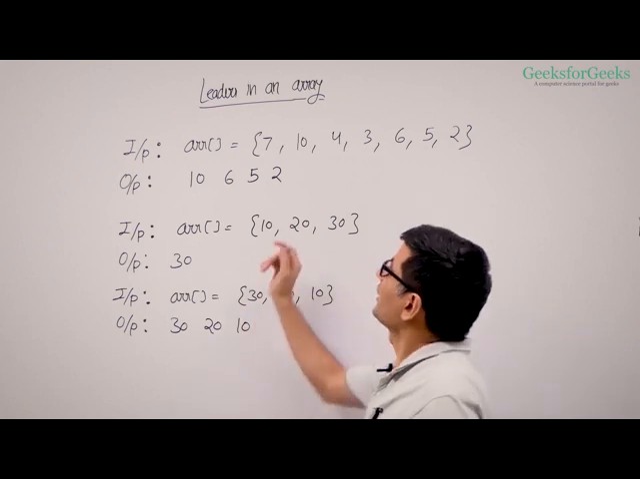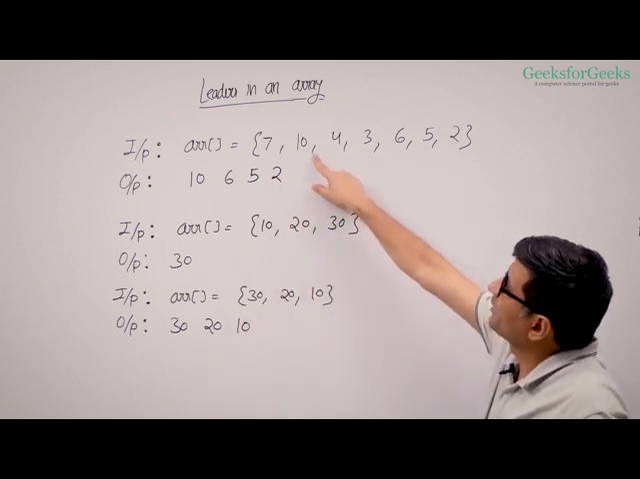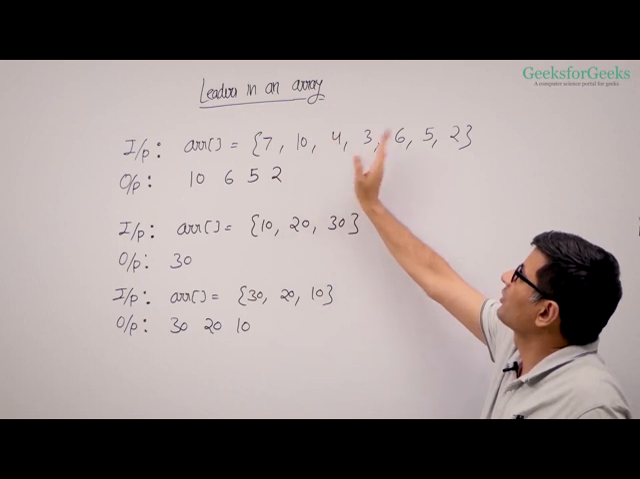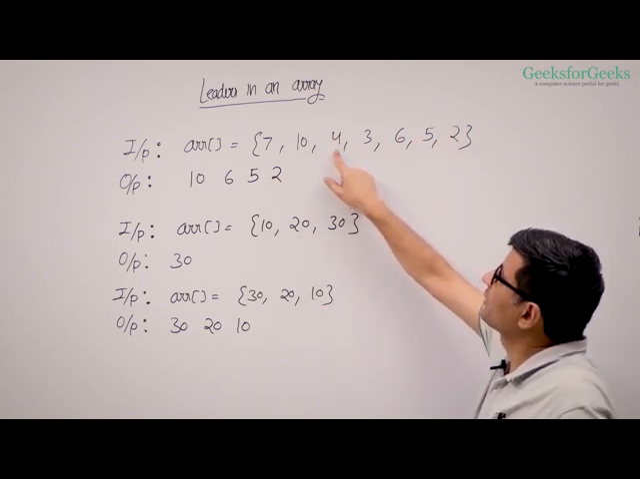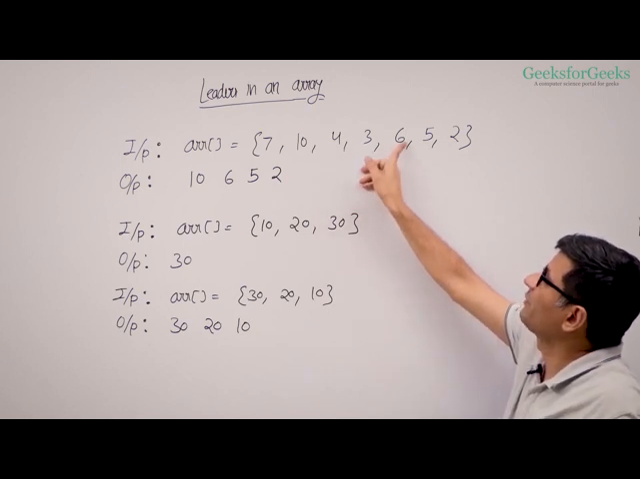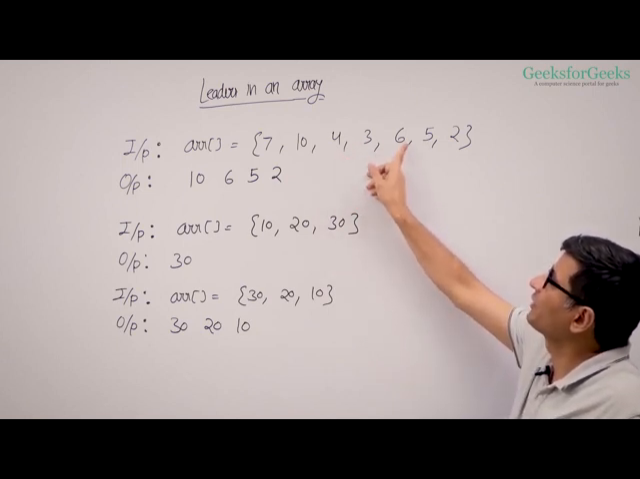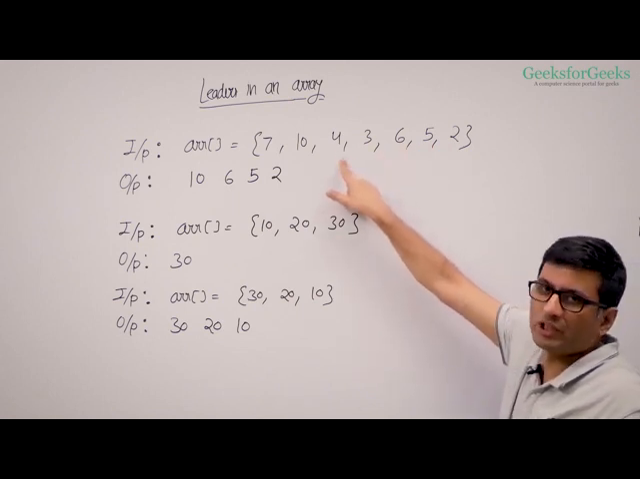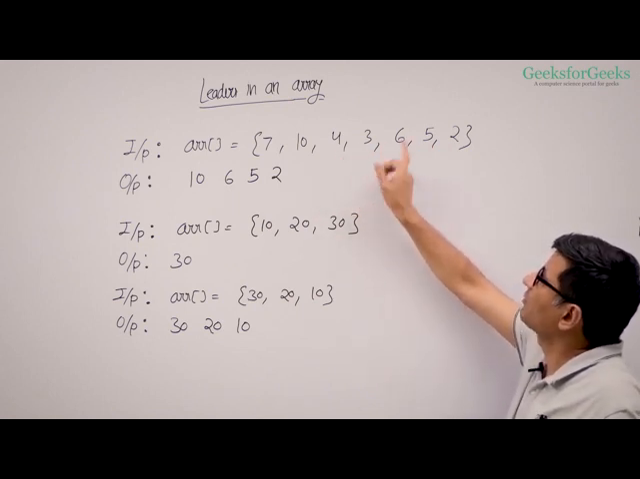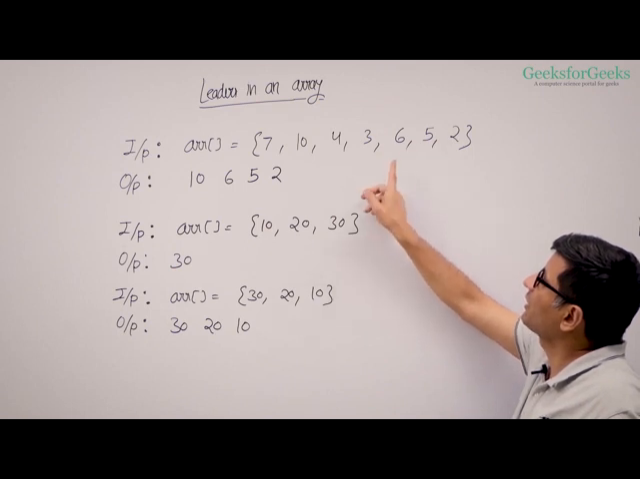For example, in this array, 10 is a leader because all the elements on right of it are smaller than this. 4 is not a leader because 6 is an element which is greater than 4 and on right of it. 5 is also greater. So because of 6 and 5, 4 is not a leader. 3 is also not a leader because there are greater elements on right side of it.